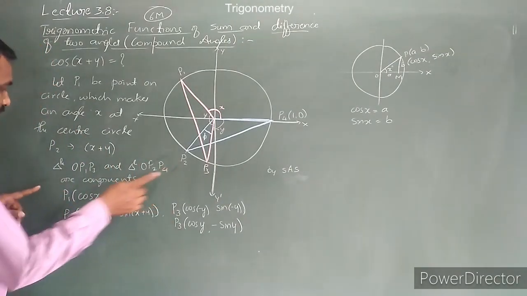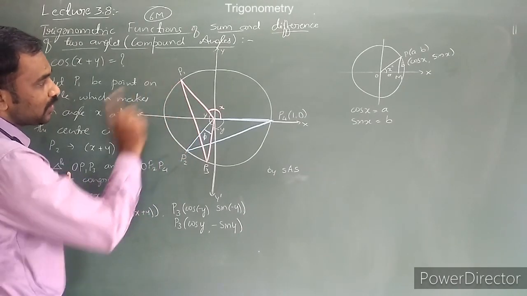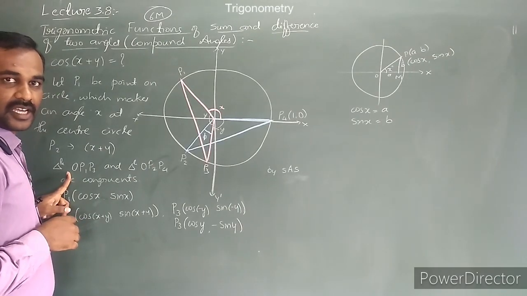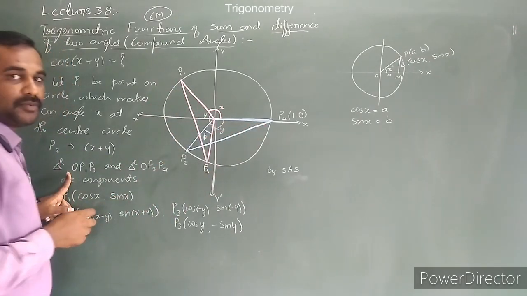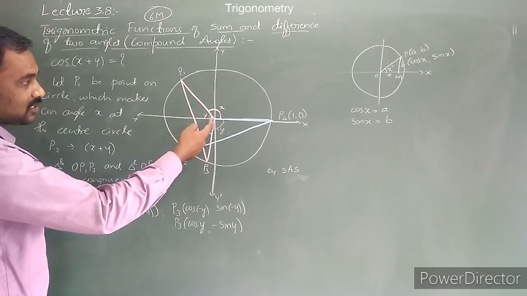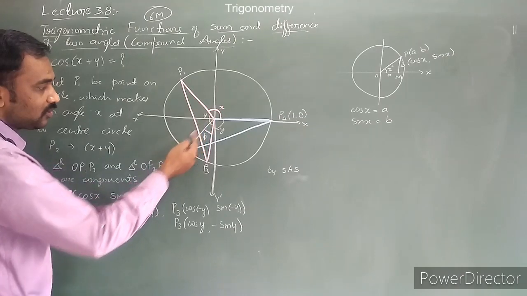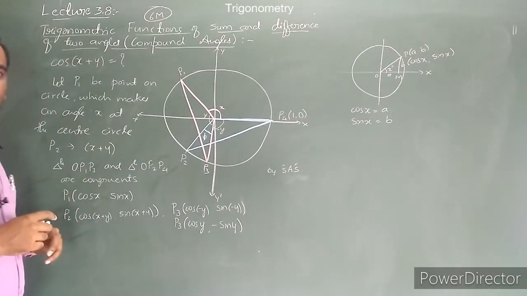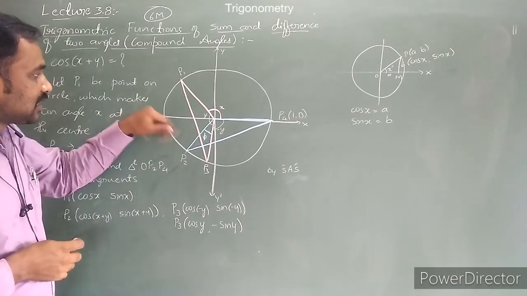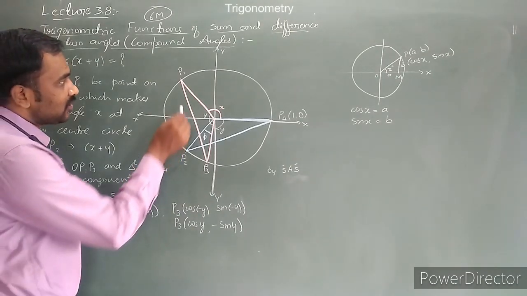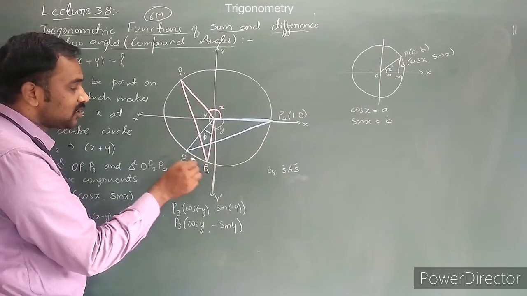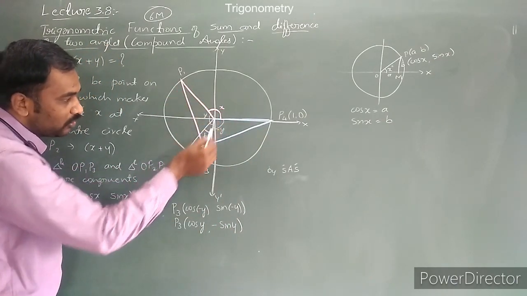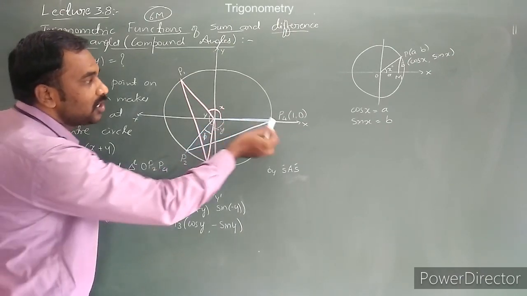Observe that. In the first triangle O P1 P3, OP1 is equal to OP4. Why? Because of the radius of the circle. OP1 is equal to OP4, radius of the circle. Next, another side OP3 is equal to OP2. This is also the radius of the circle. Two sides are equal. Next, one angle is equal. Which angle is equal? The central angle is equal. How is the central angle equal? Angle P1 O P3 is equal to angle P2 O P4.